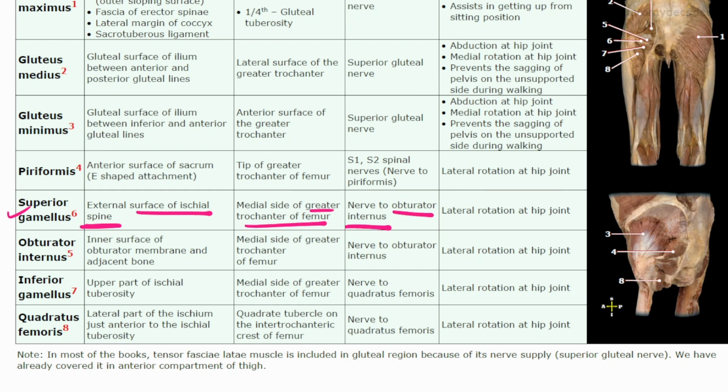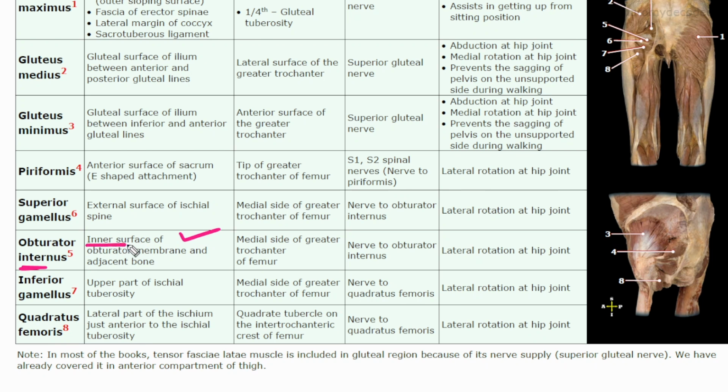Nerve is nerve to obturator internus. Okay, both the gemellus, they don't have their own nerve. They are supplied by the muscle which is close to it. Okay, superior gemellus is supplied by nerve to obturator internus, and inferior gemellus, if you see, it is supplied by nerve to quadratus femoris. Then obturator internus muscle, as the name suggests, internus.